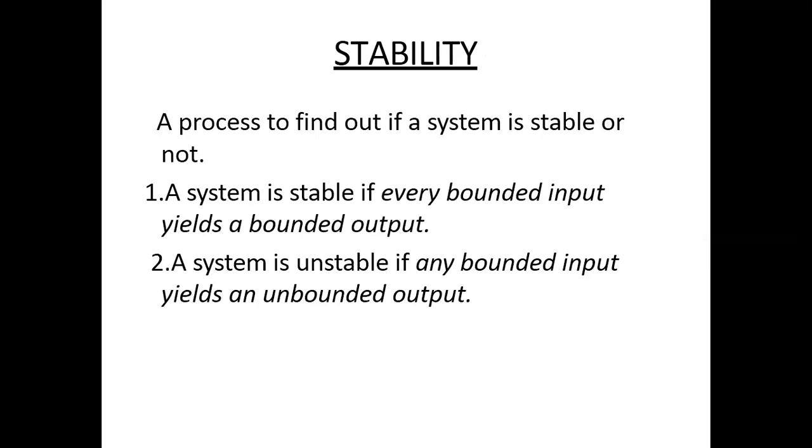Number one says, a system is stable if every bounded input yields a bounded output. Means your output must be bounded. It should not go beyond the bounded limits, or it should not be damping. So this states the stability. The second is, the system is unstable if any bounded input yields an unbounded output. Unbounded means that it is not bounded and it may go beyond your prediction. So the important point is the stability of the system.